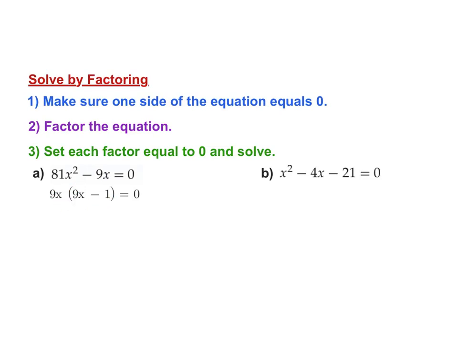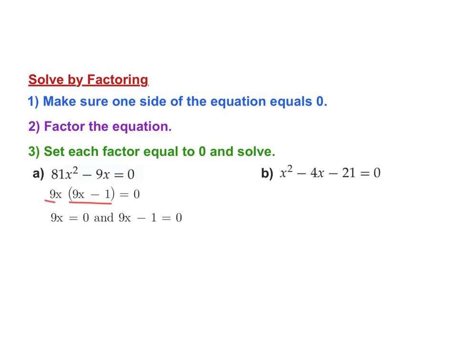Now, I have two factors, even though only one of them is in parentheses. 9x is one of my factors. 9x minus 1 is the other. So I have to set both of them equal to 0 and solve that.